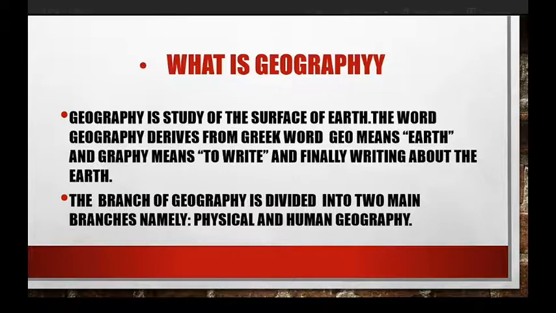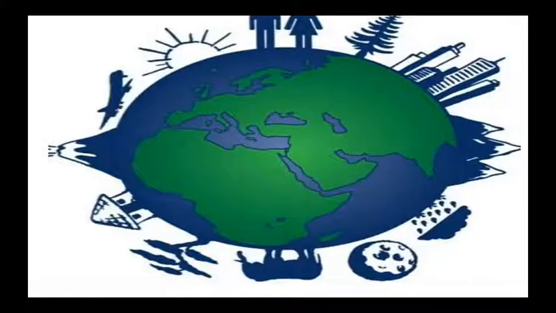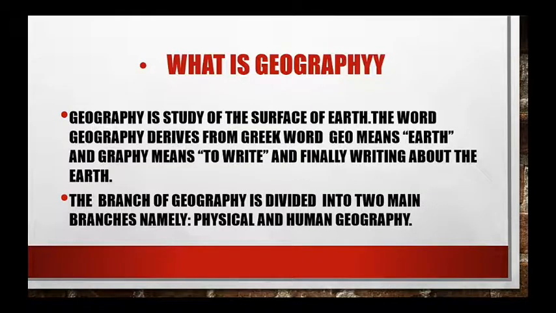What is geography? Geography is the study of the surface of the earth. The word geography derives from the Greek words geo, meaning earth, and graphy, meaning to write. And finally, writing about the earth is known as geography. There are many branches in geography, but there are two main branches, namely physical and human geography.